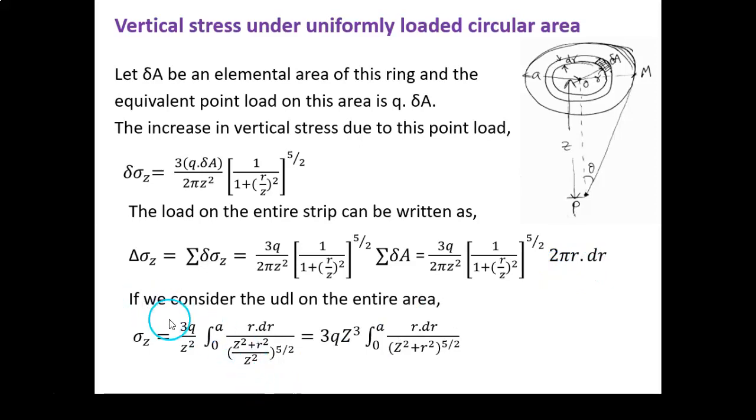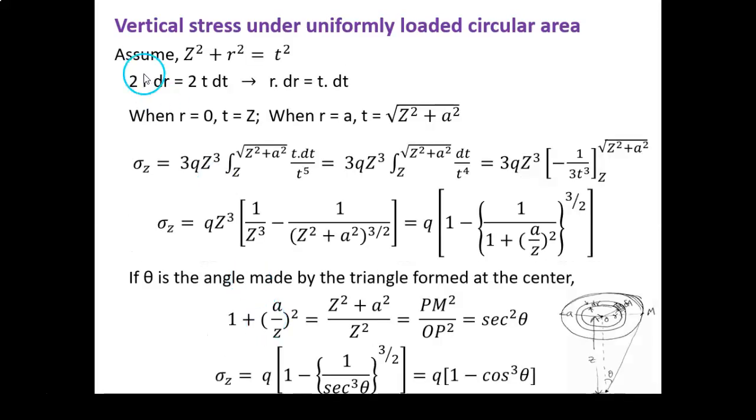Now if we consider the UDL on the entire area, then we can write sigma z equal to 3q by z square integral of 0 to a r dr divided by (z square plus r square by z square) to the power 5 by 2, which can be written as 3q z cube integral of 0 to a r dr divided by (z square plus r square) to the power 5 by 2. This z square is taken to the numerator. Then when we assume z square plus r square equal to t square, we can write 2r dr equal to 2t dt and r dr equal to t dt.